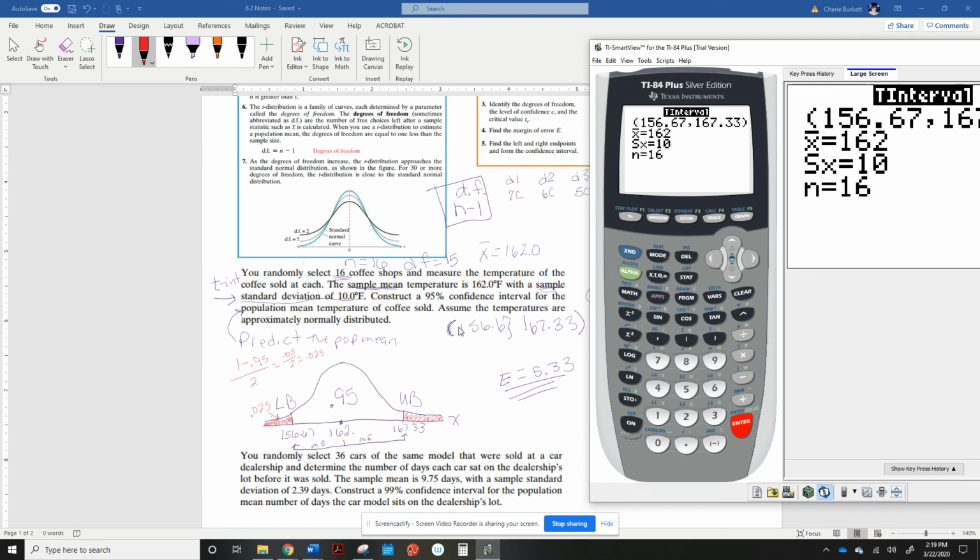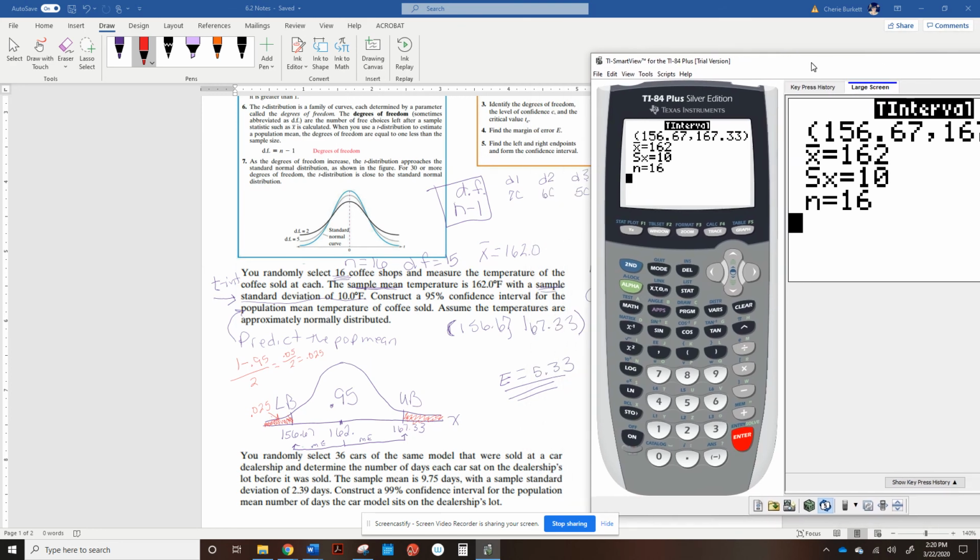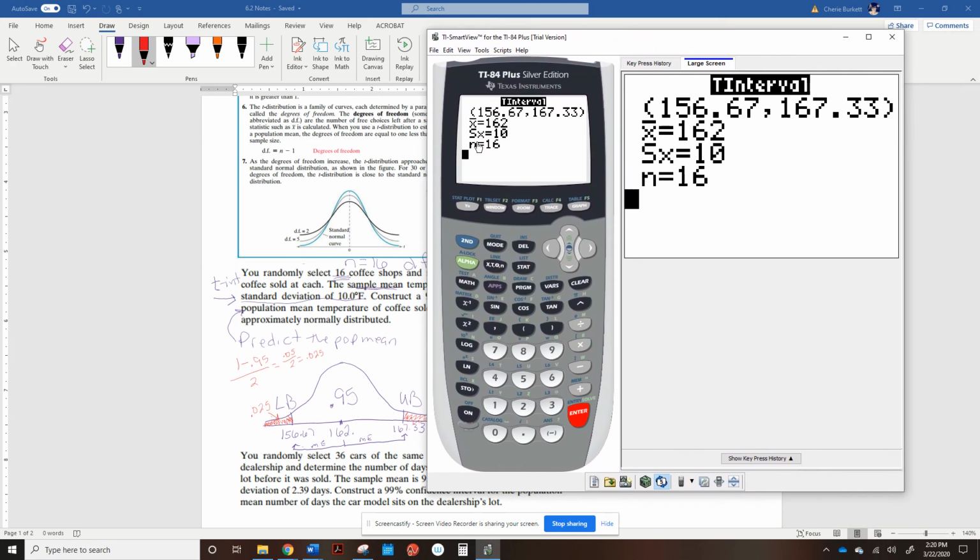It gives us this interval right there, 156.67 and 167.33. And that would do it for finding the confidence intervals. You can use the calculator to find your missing t-value for your margin of error, or you can use the confidence interval.